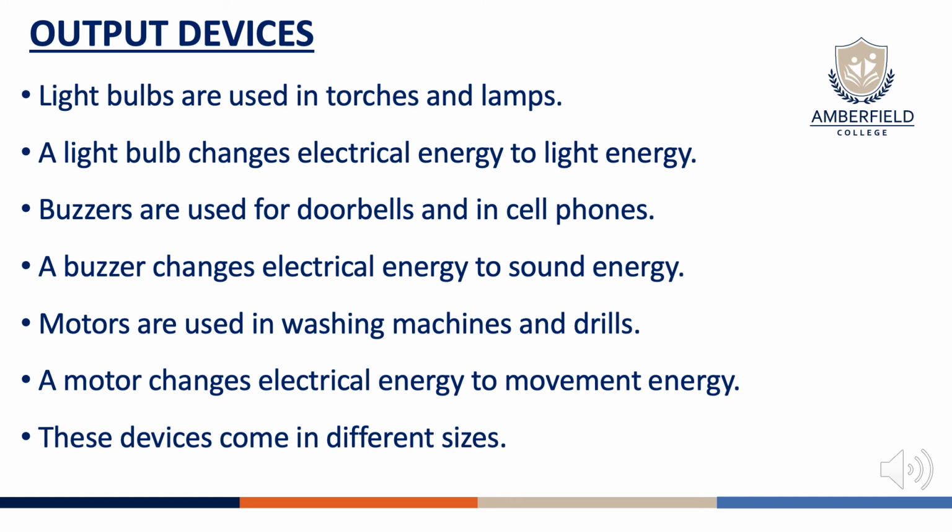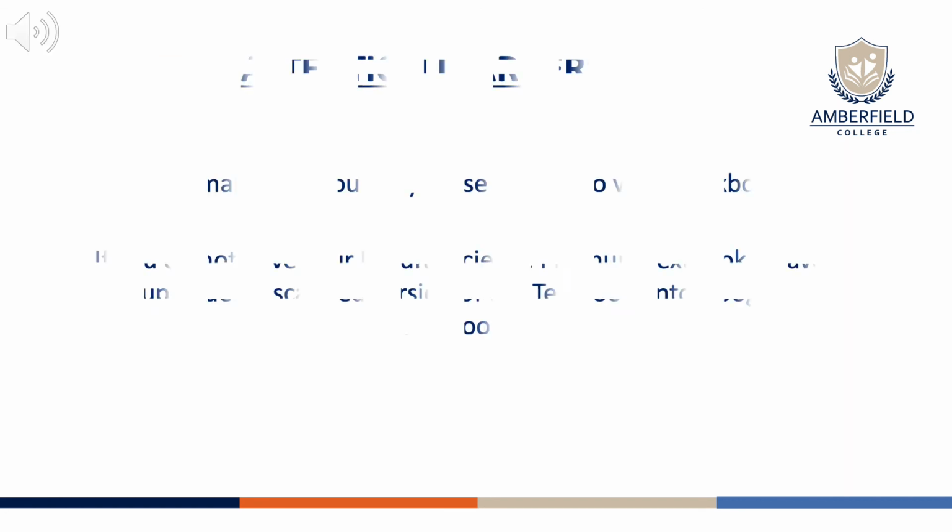These devices come in different sizes. So just remember, if we have a light bulb, it changes electrical energy to light energy. A buzzer, once we've pushed it, changes electrical energy into sound energy. And then we get a motor, which changes electrical energy into movement. So the movement of the washing machine or the drill. And these devices, remember, come in different sizes and shapes and use a different amount of voltage of electricity.